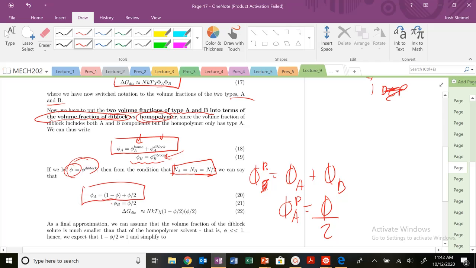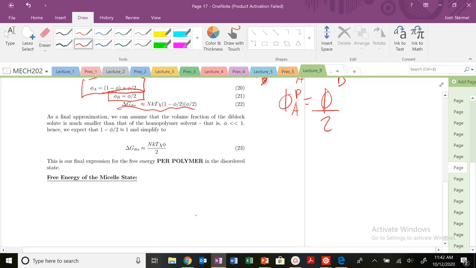Then we just substitute that into this expression right here, and we can make one more approximation. The volume fraction of the diblock is going to be much smaller than that of the homopolymer solvent, so phi is much less than 1. If phi is much less than 1, then this term here is going to be approximately 1. So this is going to disappear, and we're just left with this expression right here. And remember, this is the free energy per polymer in our disordered state.